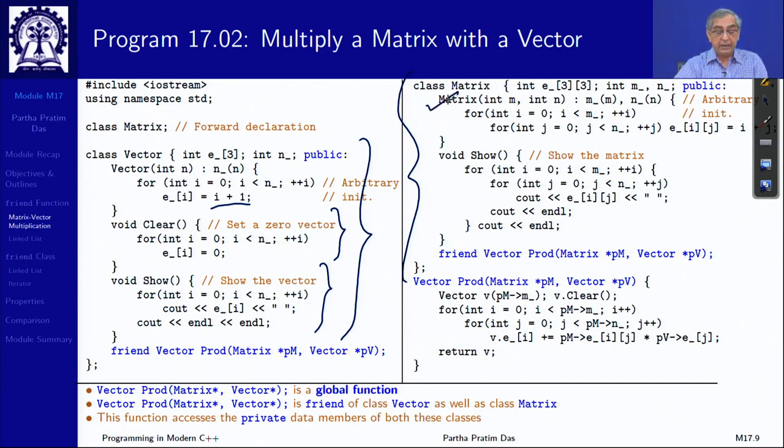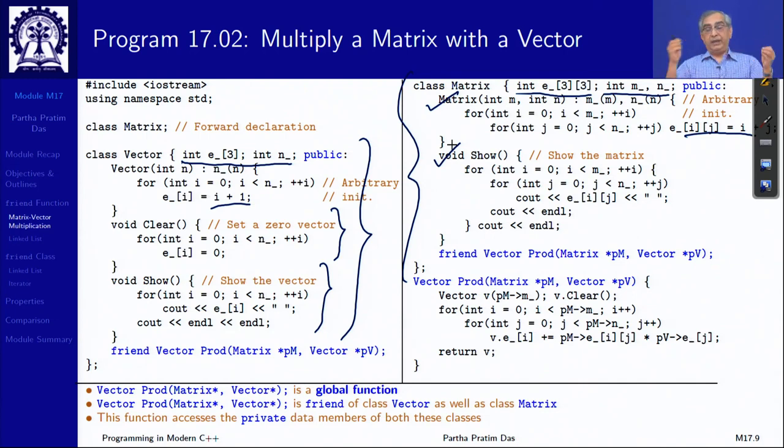which has, obviously the vector has private members, which is the vector array and the size. I am not using the vector component of STL, just giving you a simple example with an array. Similarly, in matrix I have a 2-dimensional array and the 2 dimensions m and n. I have a constructor which does arbitrary initialization here. I have a function to show, that is display what is there in the matrix.